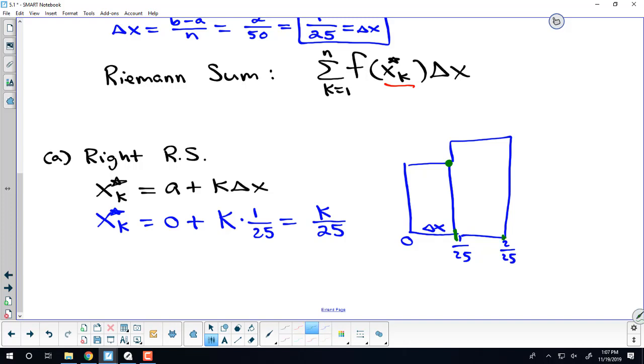And that x value is what we're plugging into the function. Our function's doing something like that, whatever. And then the next one is 3 over 25, the next one's 4 over 25. So it gives us all of them. And what we have to do with our x star, according to the definition of the Riemann sum, is that we have to plug our x star into the function.